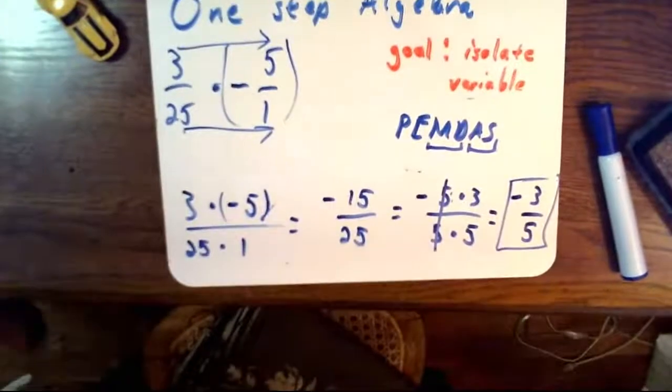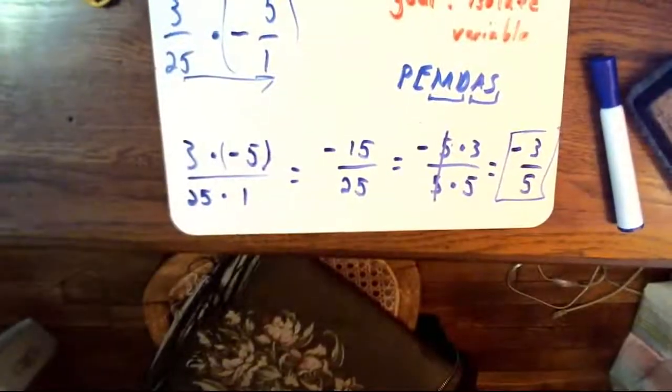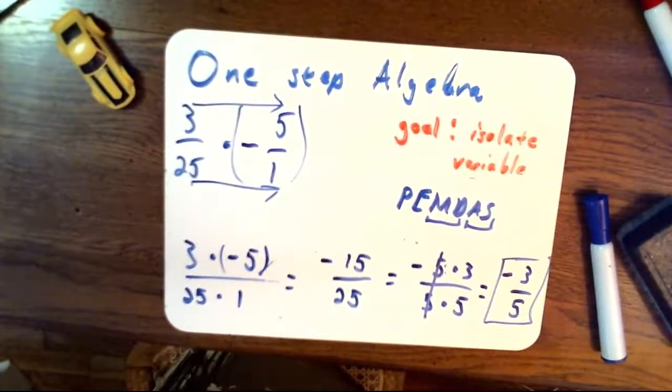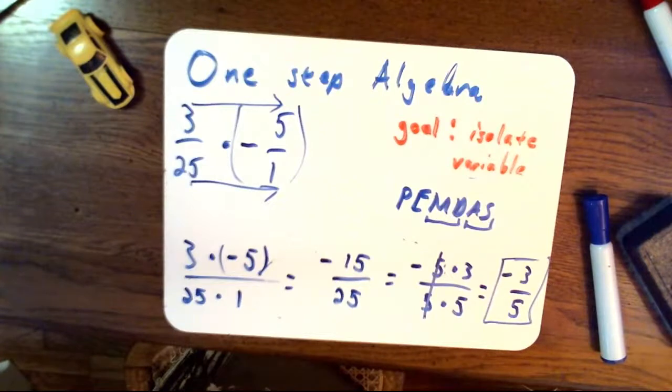So those were just two small examples. Those were just two smaller examples of one-step algebra problems. Hopefully, if you're going through homework or something like that, these can help you along. I'm going to go over two-step pretty soon.